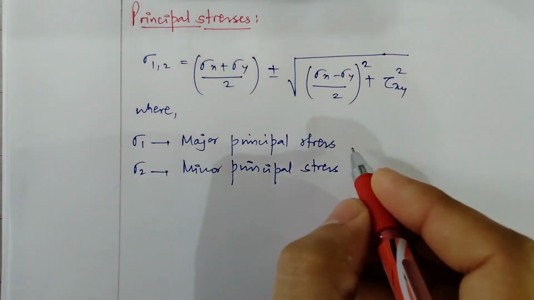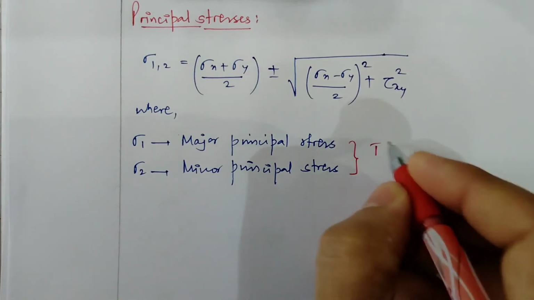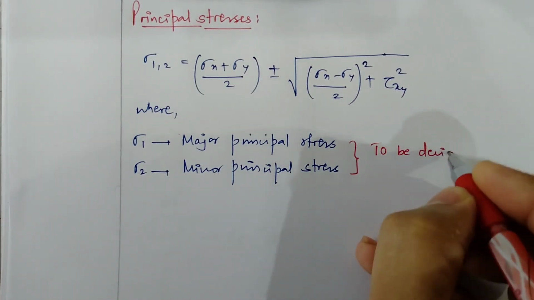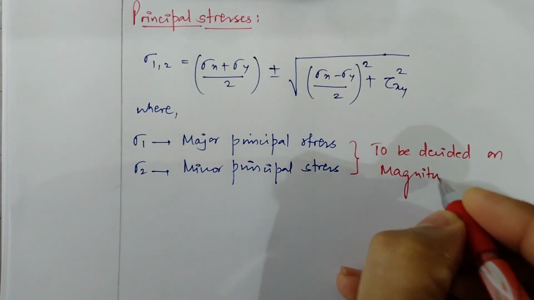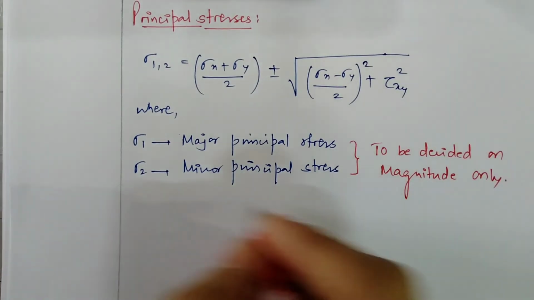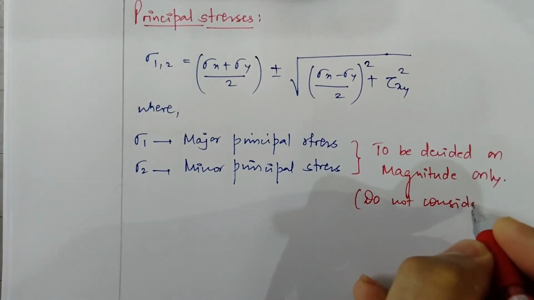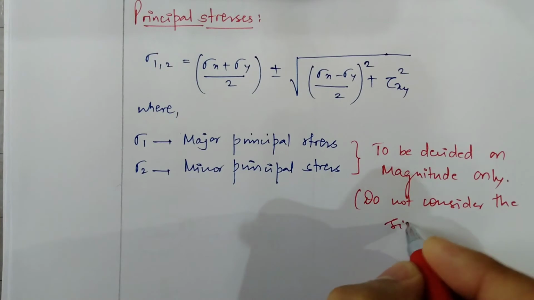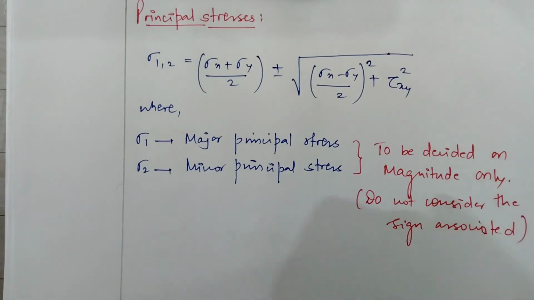So how do you decide that sigma 1 is major principal and sigma 2 is minor principal? Is it always remaining fixed? Okay, it is to be decided on magnitude only. Do not consider the sign associated. Right? Do not consider the sign associated.